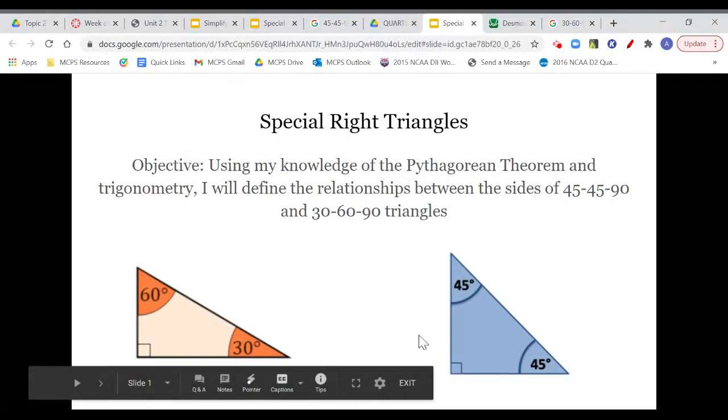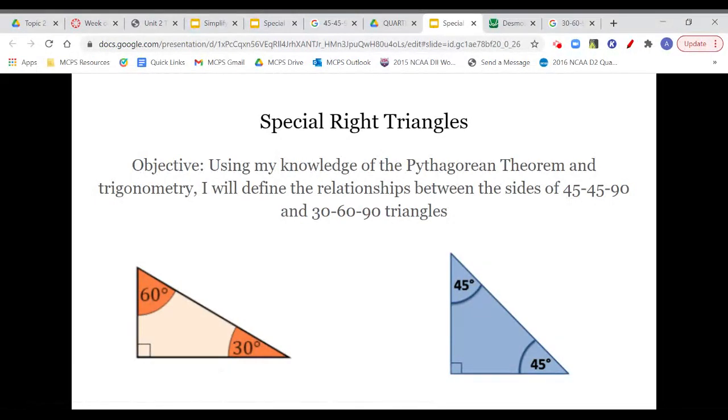We talked in class a bit about these already. Depending on the class you're in, you may have only gotten to the 45, 45, 90 triangles. You may have also gotten to 30, 60, 90. 45, 45, 90 triangles are slightly simpler because it's an isosceles triangle, so we will go over those first and a little bit more briefly. And then we'll go into 30, 60, 90 triangles a little bit more in depth, especially since you may or may not have gotten to those in class.